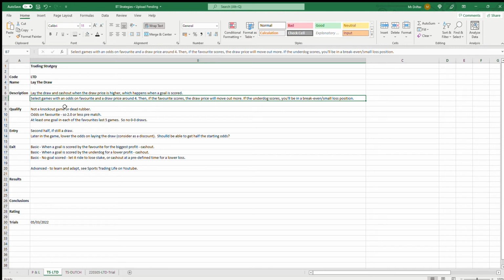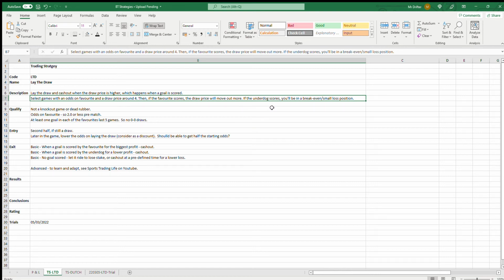So the first rule I've come up with is we're looking to find games with an odds-on favourite. So where the favourite's less than even, so like 1/1, or in decimal terms that's less than 2.0. And if you've got a favourite like that, between 1.2, 1.3 up to 2.0, the draw price is normally around the 4 mark. Because then, if the favourite scores, the draw price will move out, so it'll go higher, and then we can actually cash out at some point.